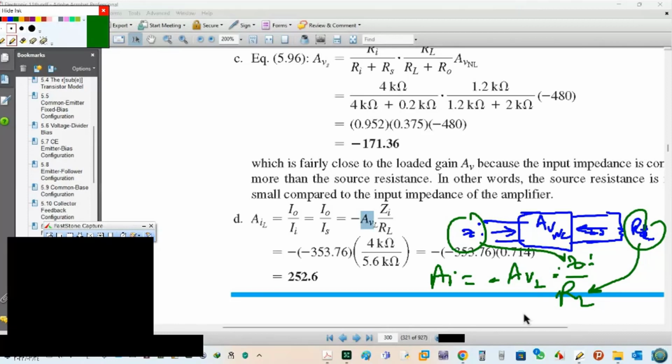AI is minus AV load, AV load, that means multiplied by input impedance or resistance over output resistance.